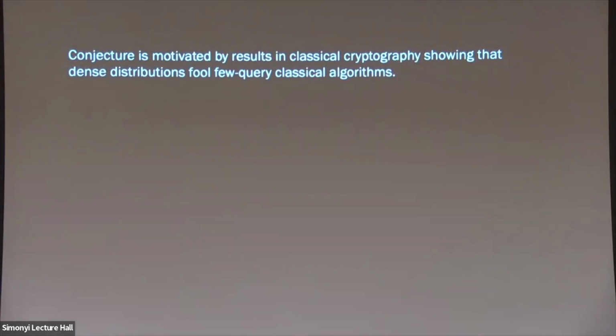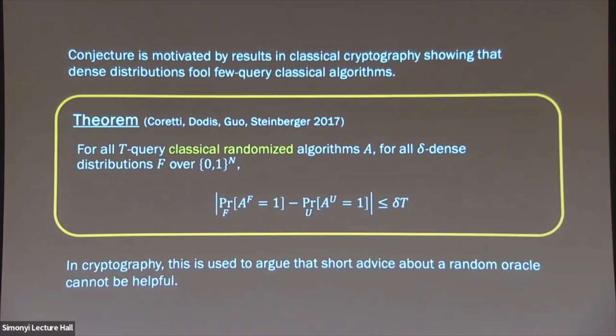So where does this conjecture come from? It's actually motivated by results in classical crypto showing that dense distributions fool classical algorithms that make a small number of queries. And so this is a theorem, not a conjecture, and this was proved back in 2017. Basically, this conjecture is true if you're thinking about classical randomized algorithms, and the advantage that an algorithm has in distinguishing these two types of distributions is delta times t.